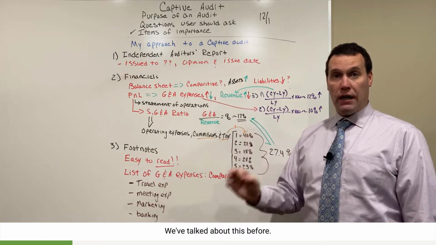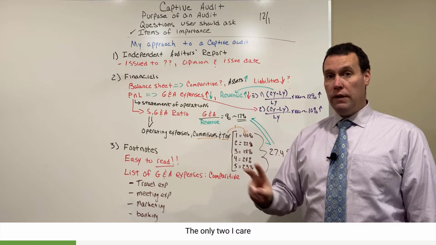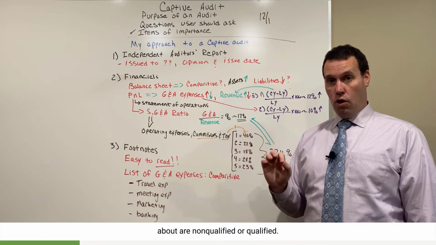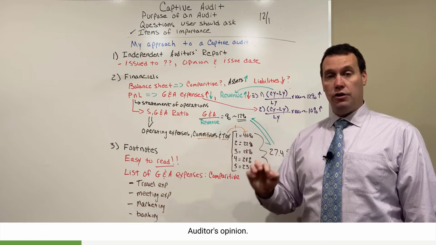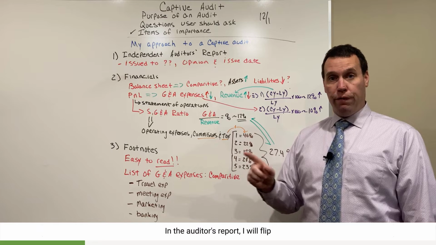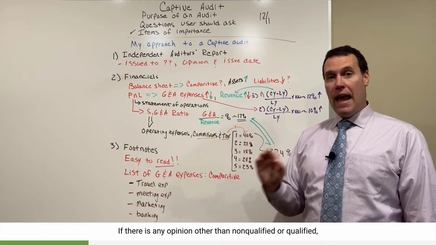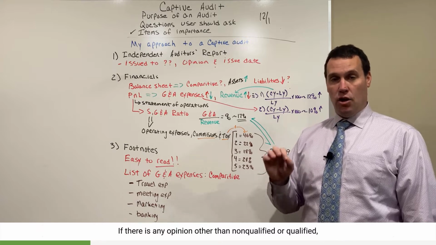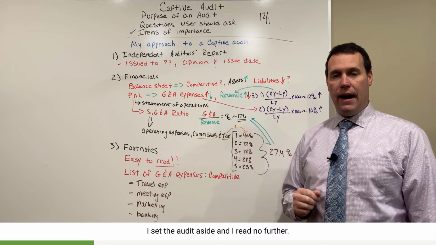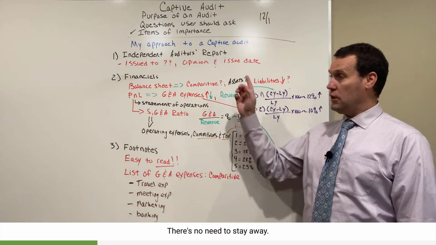The opinion, we've talked about this before. There are 4 opinions. The only 2 I care about are non-qualified or qualified auditor's opinion. In the auditor's report, I will flip to the section where it says opinion. If there is any opinion other than non-qualified or qualified, I set the audit aside and I read no further. There's no need to. Stay away.